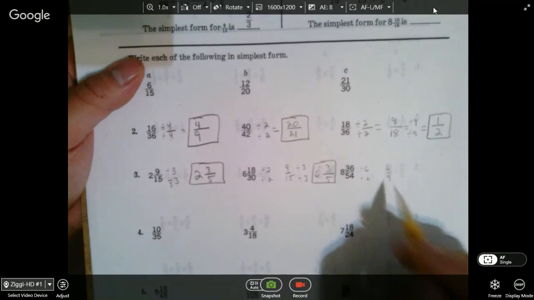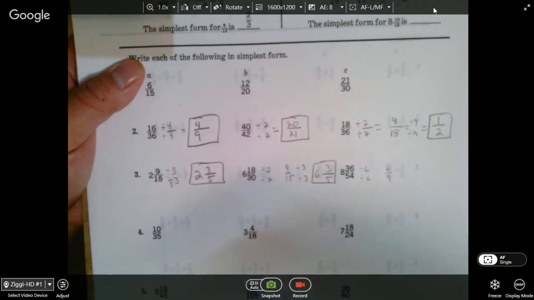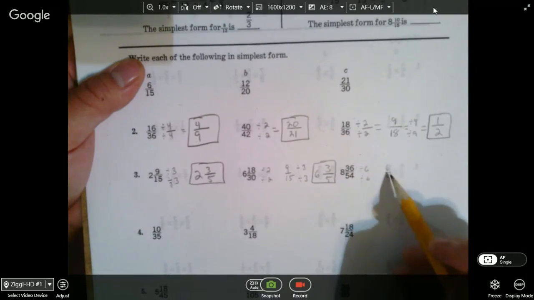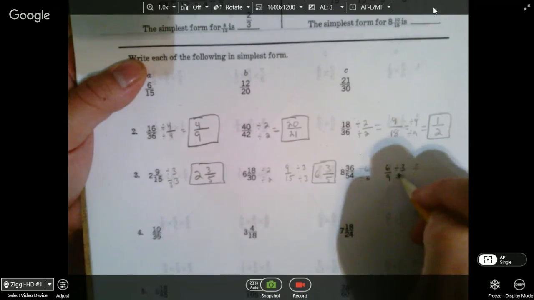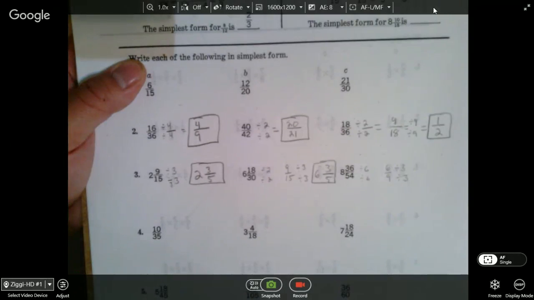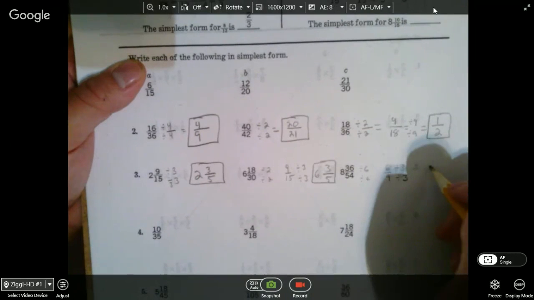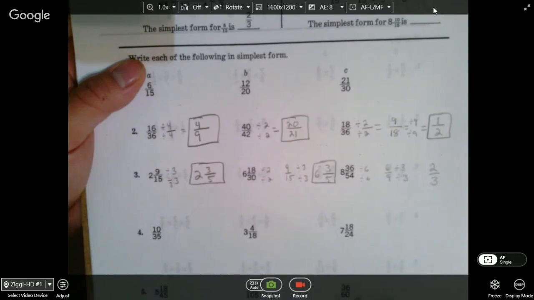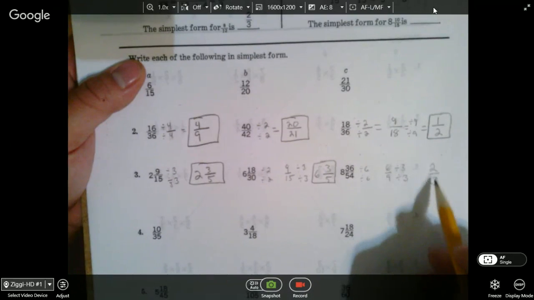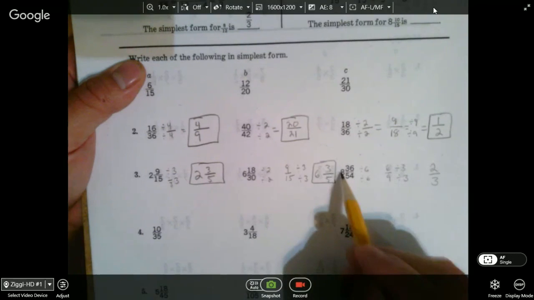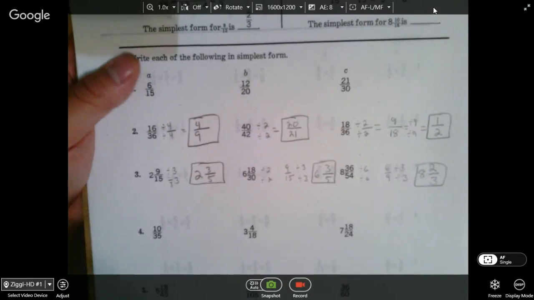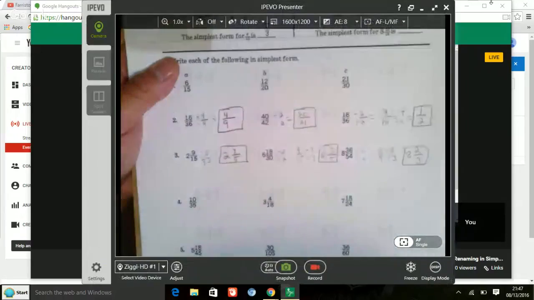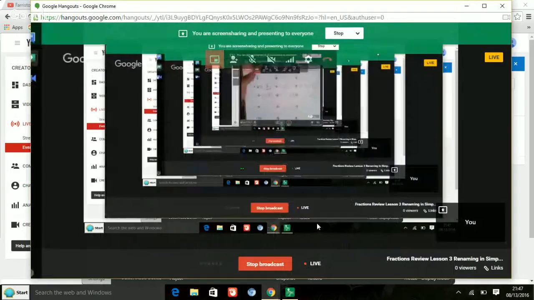Okay, so now I'm down to 6/9, but then I check again and I realize, okay, 3 still goes into 6 and 9. So I'm going to divide by 3 and divide by 3. Okay, so 6 divided by 3 is 2. 9 divided by 3 is 3. 2/3. And then there's no more common factor other than 1. I just need to remember to bring over the 8. Okay, I hope that helped.